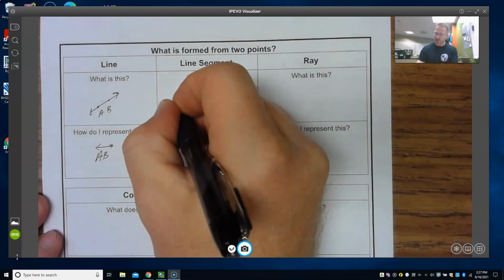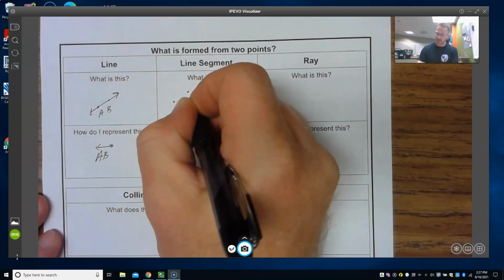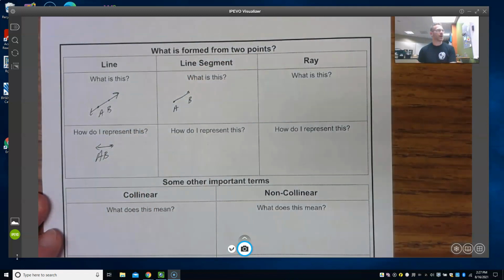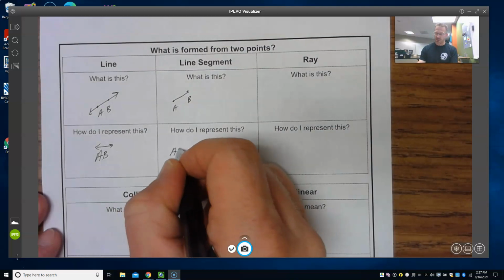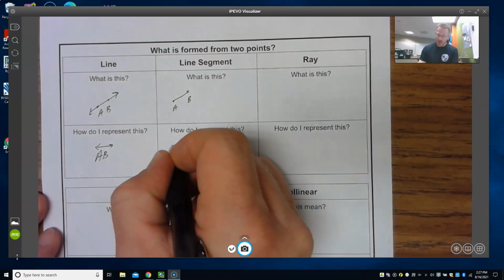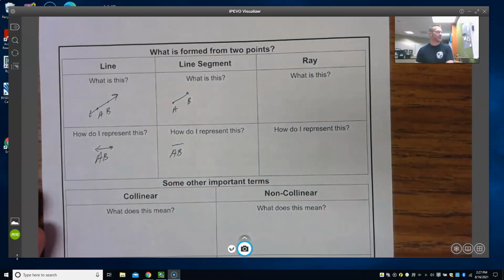So even though I have A and B here like that, I still use two capital letters, but now I put the line segment over the top. And that's how I define the difference between a line segment and a line. And that's important, just like the difference between an exclamation point, a period, or a question mark. So we want to make sure we get that notation right, because it really has a big impact on our meaning.